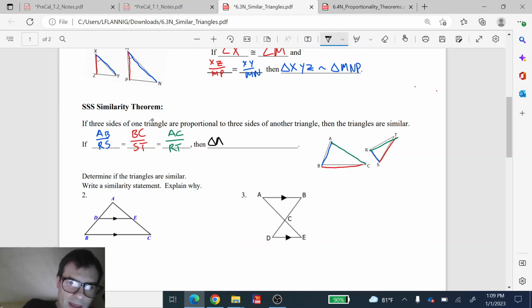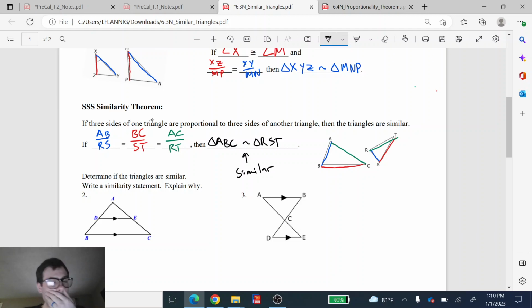So triangle ABC is similar to triangle RST. Similar, meaning not necessarily the same size, but they do have the same shape.